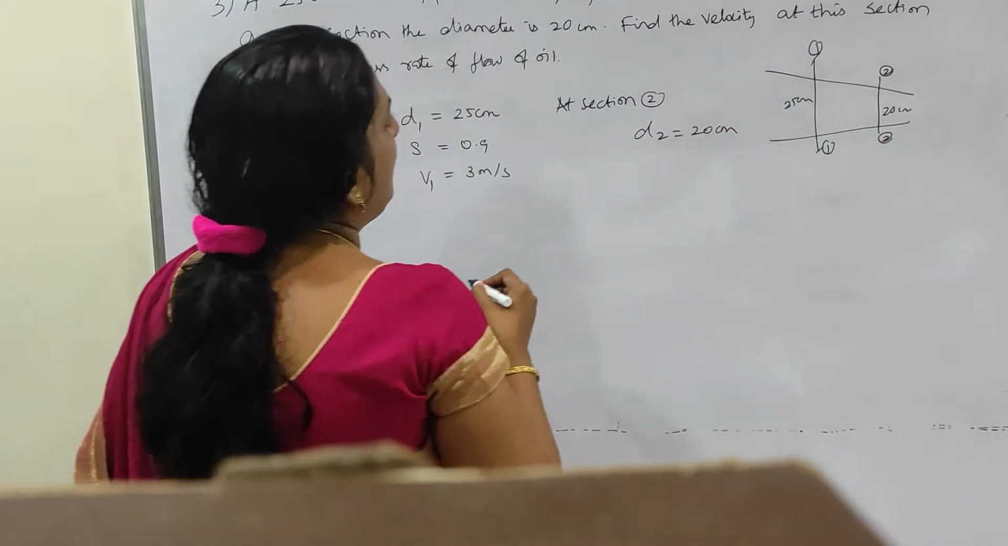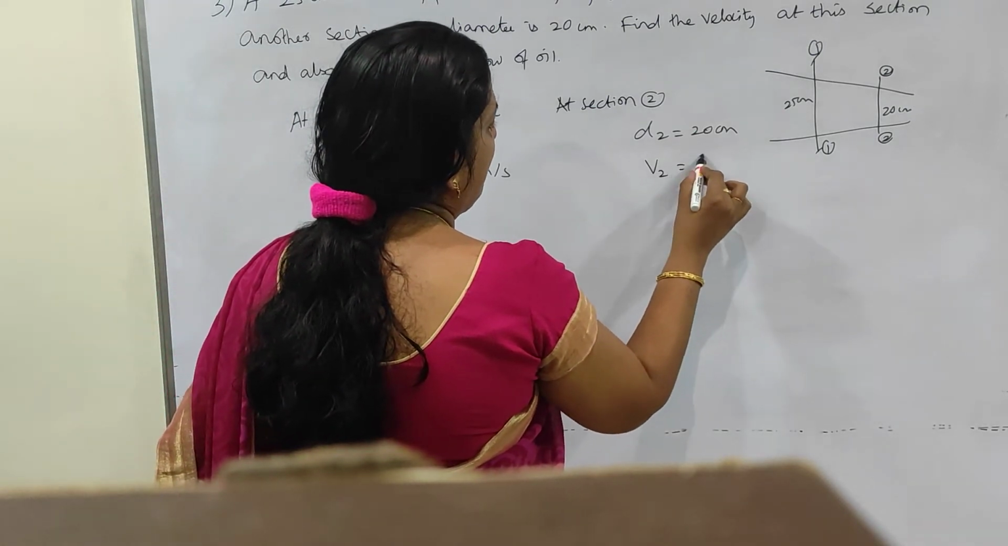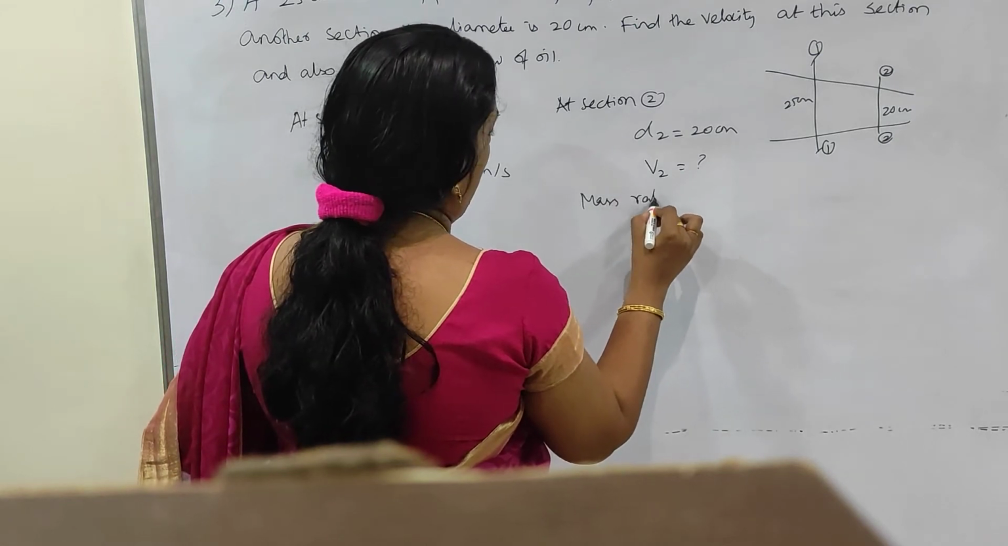Find the velocity at this section. So the velocity at this section is asked, and they also asked you to find out the mass rate of flow of oil.